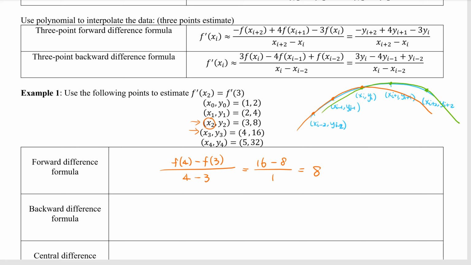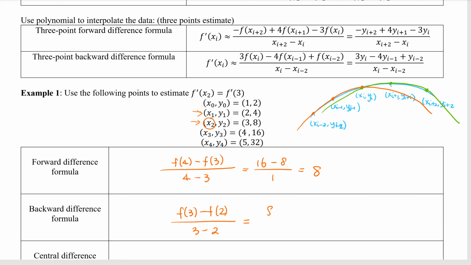So far, so good? How about the backward difference formula? We use the point and the previous point. The previous point is x1, right? And we want to use the slope of the secant line passing through these 2 points to approximate the slope of the tangent line. So here we have f of 3 minus f of 2 over 3 minus 2.